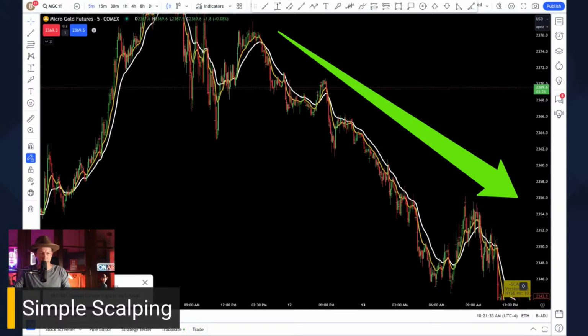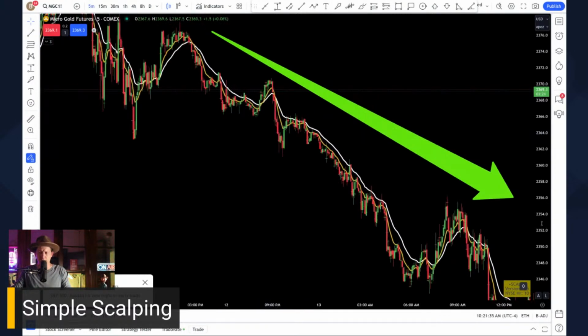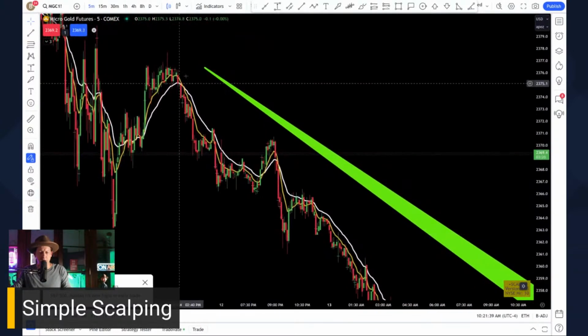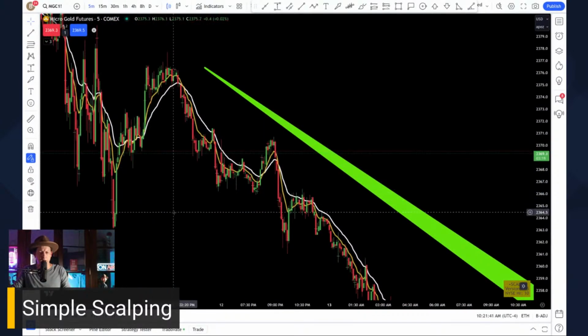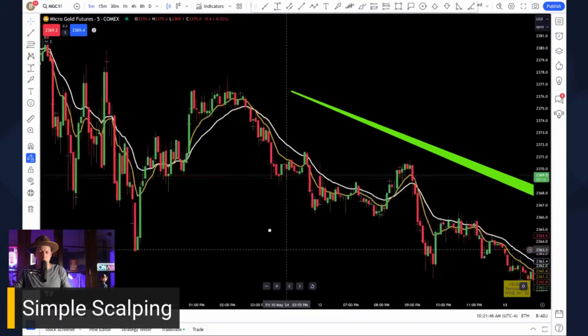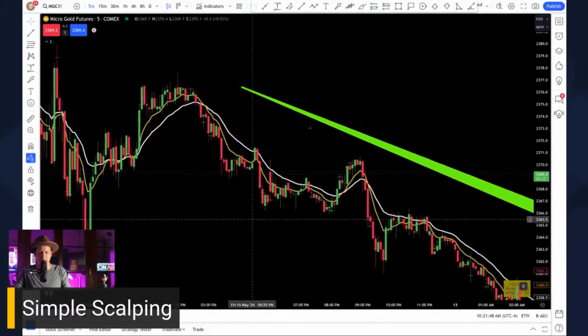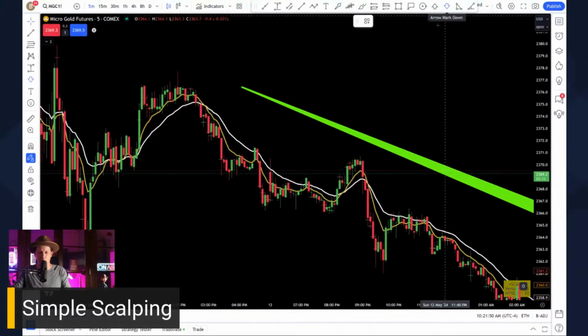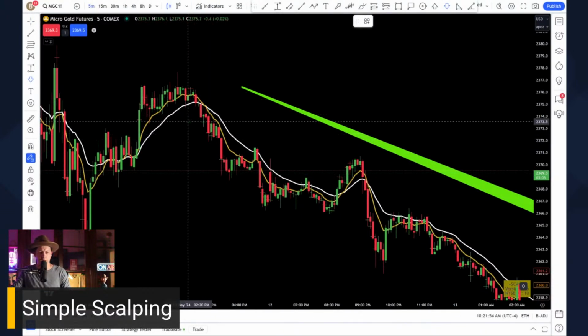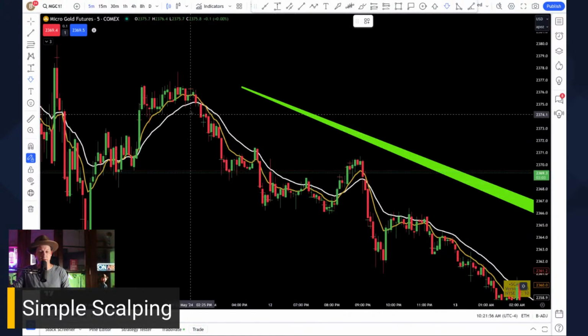So what I do is I kind of zoom in a little bit. I'm on the 5-minute, I'm on gold. What I start to do is identify where we could get in. Where would be a good entry point if the price is moving down? So if you look at it, we've got a moving average on here, I believe this is the 9, if I'm not mistaken.